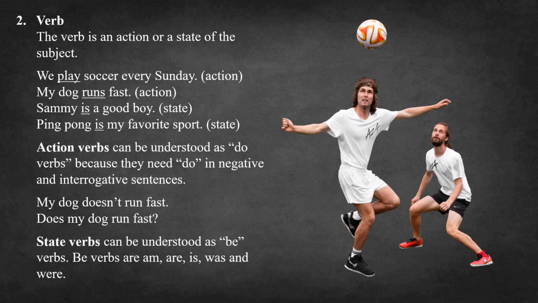The second element of the sentence is a verb. The verb is an action or a state of the subject. It means the verb is what the subject does or what the subject is. Okay, an action or a state of the subject.